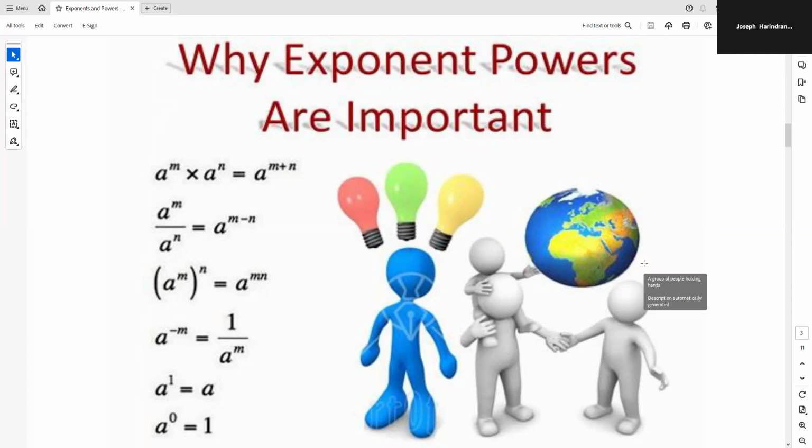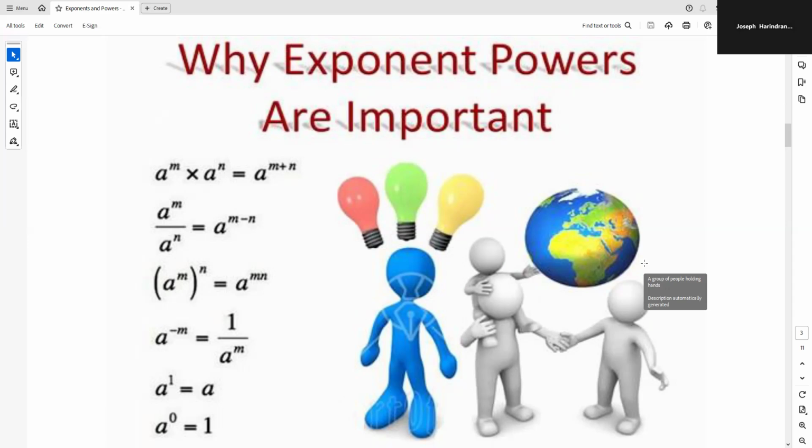When we divide two same bases raised to different powers, the division becomes a power m minus n. It's a subtraction of the powers. The third rule is called the power rule or exponent rule: a power m whole raised to the power n is equal to a power m into n, a power mn. You have to multiply the two powers.